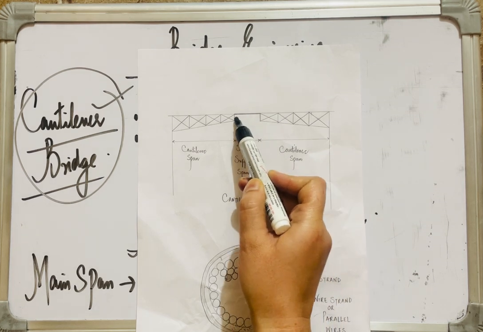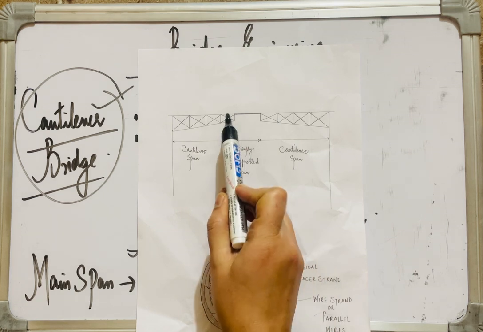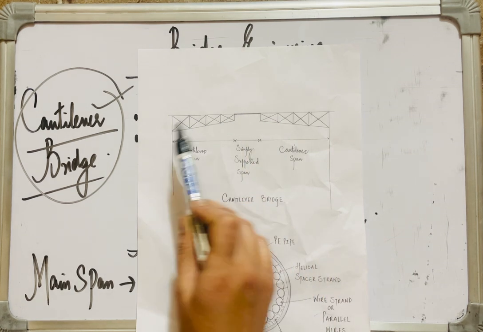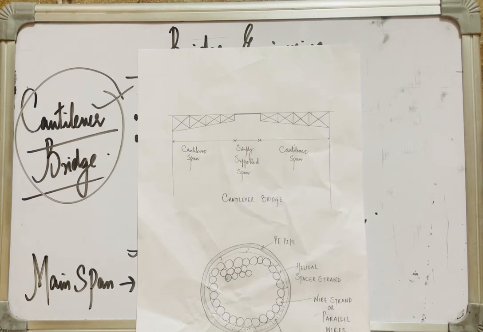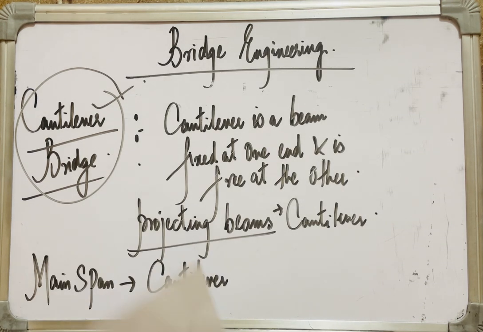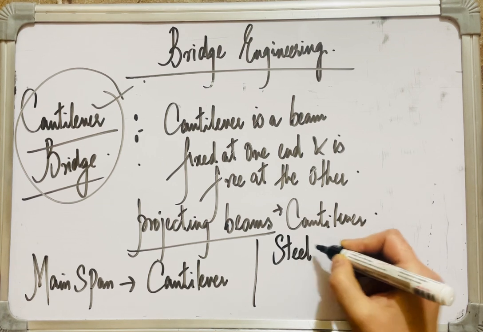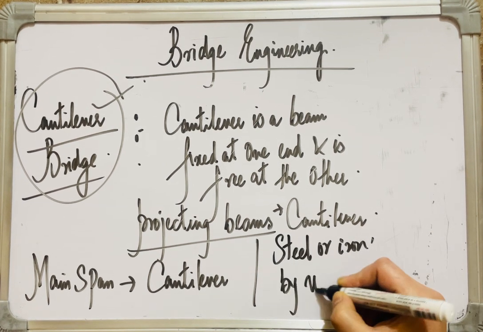This is the central span. It rests on the outer spans. This is the outer span which is anchored at this end, and then there is a central span which rests on the 2 outer spans. All right. So these bridges are often constructed using steel or iron. We construct cantilever bridges using steel or iron by using cantilever construction.